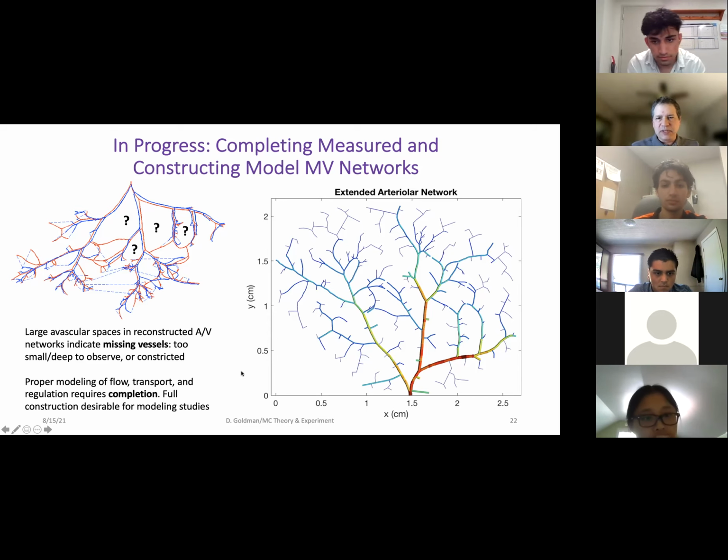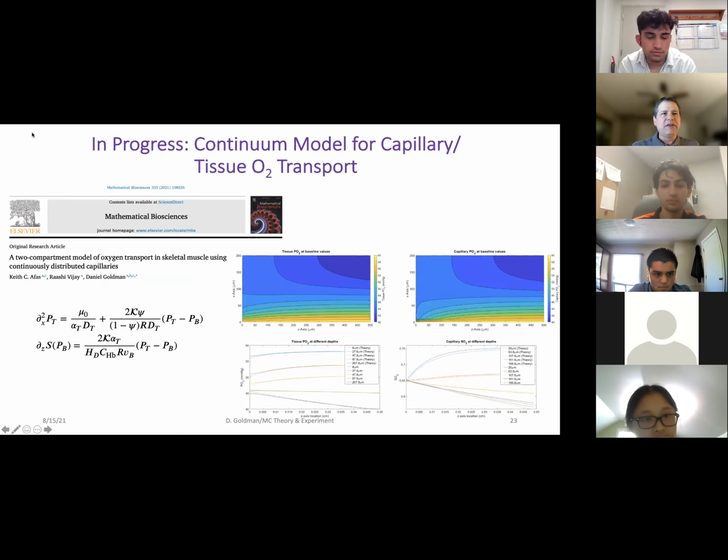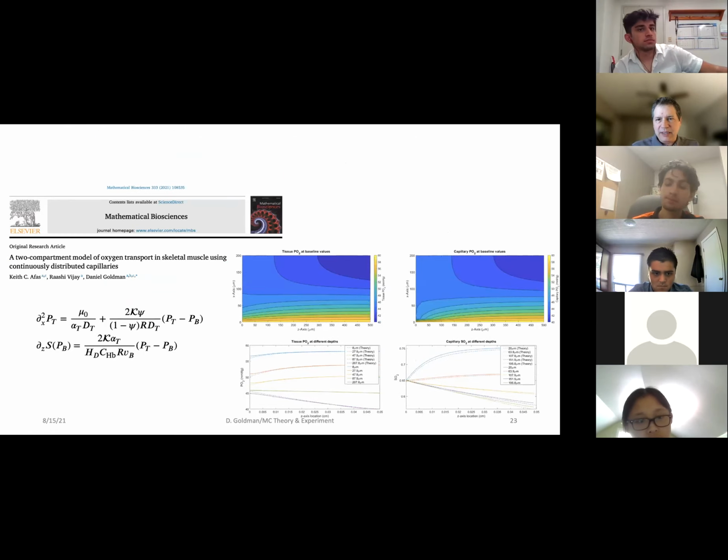And maybe I'll just do the next thing. So the other thing that's in progress is developing a continuum model. Everything I've shown so far for oxygen transport was using discrete vessels. But there are so many that we may want to try to do a continuum description.